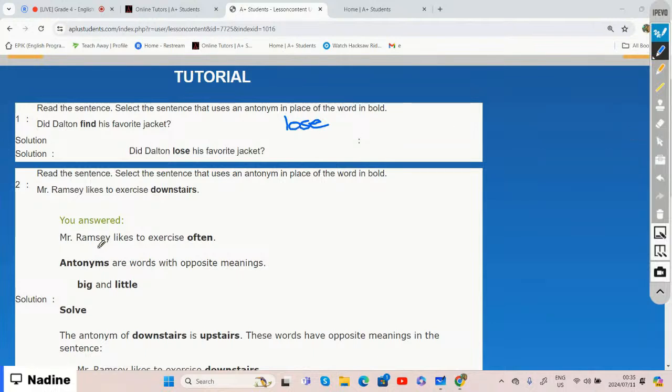All right, look at this one. It says, Mr. Ramsey likes to exercise downstairs. So Mr. Ramsey likes to exercise downstairs. What is the opposite of downstairs? If something is not downstairs, then where is it?